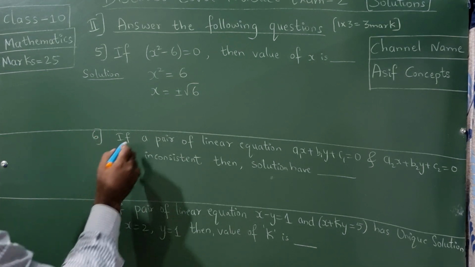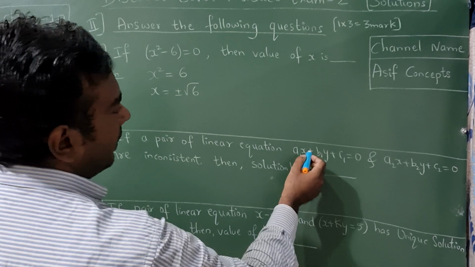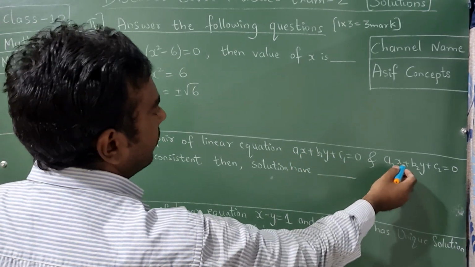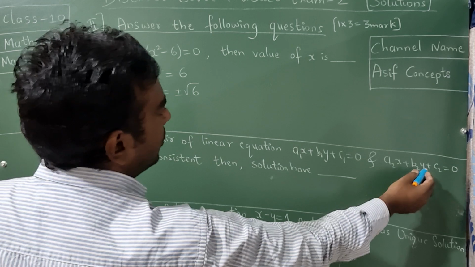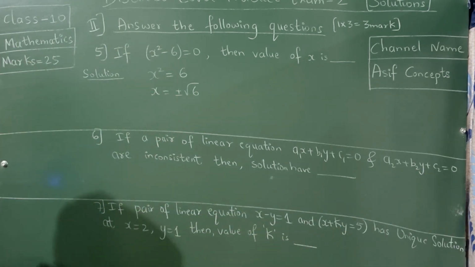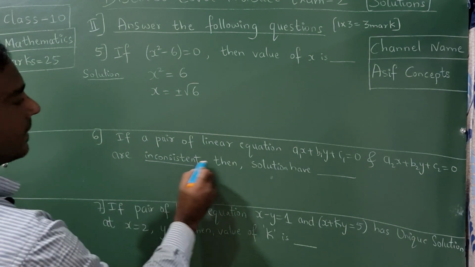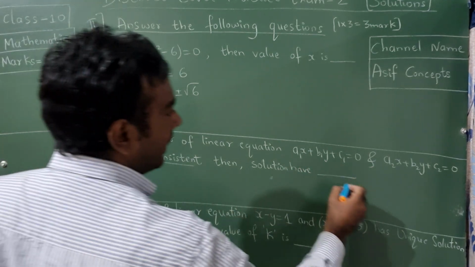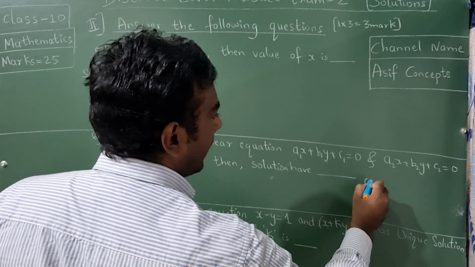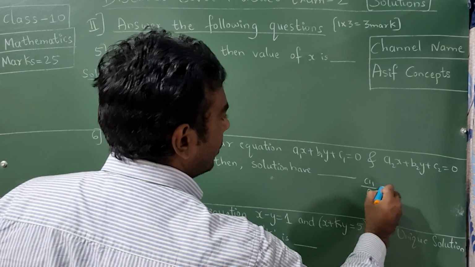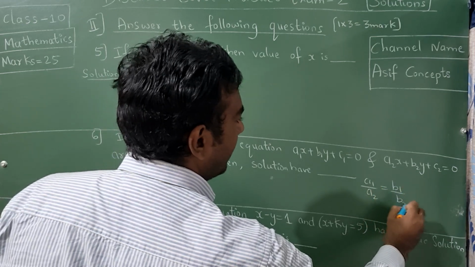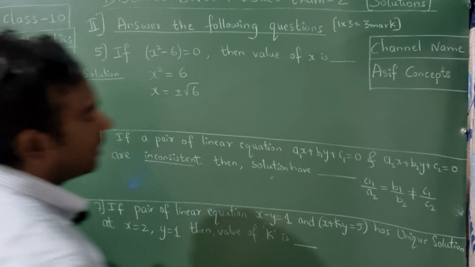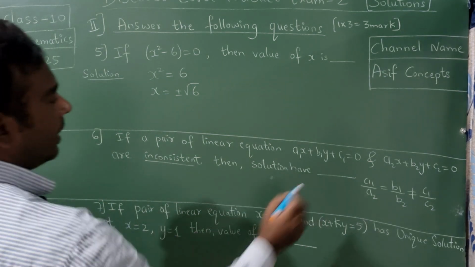Now sixth question. If a pair of linear equations a1x plus b1y plus c1 is equal to 0 and one more equation, that is a2x plus b2y plus c2 is equal to 0, are inconsistent, then the solution has. Always remember, for inconsistent it is a1 by a2 is equal to b1 by b2, which is not equal to c1 by c2. Okay. So this is the answer.